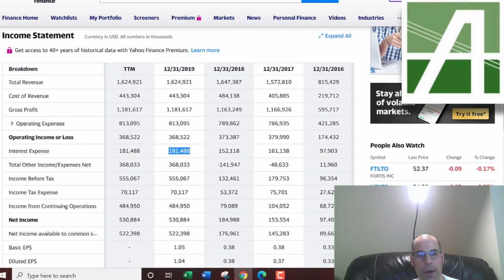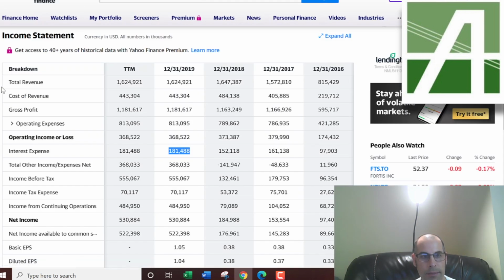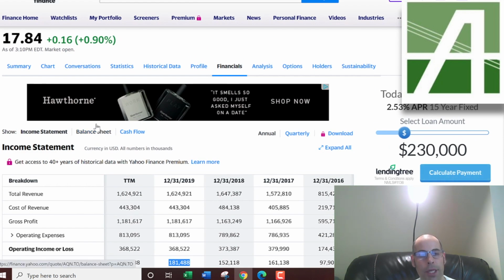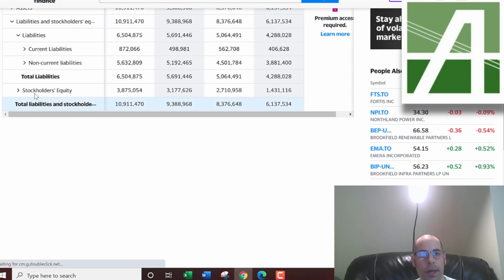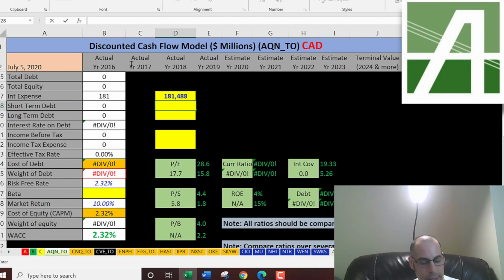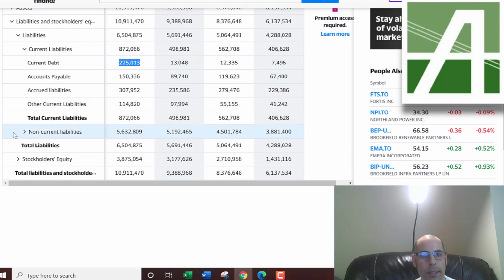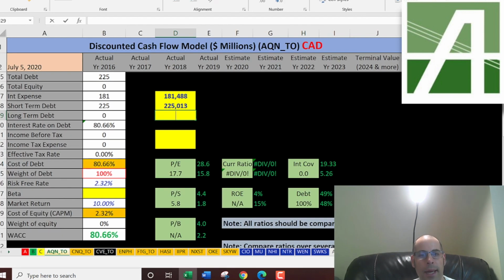The company paid $181 million in interest on its debt. That's on the income statement. And to figure out how much debt they have, we'll go to the balance sheet. We'll go to the liability section. And then the current liability shows the current debt of $225 million. That's debt due within 12 months. And they have long-term debt of $3.6 billion. That's debt due after 12 months. They pay 4.6% interest on the debt.